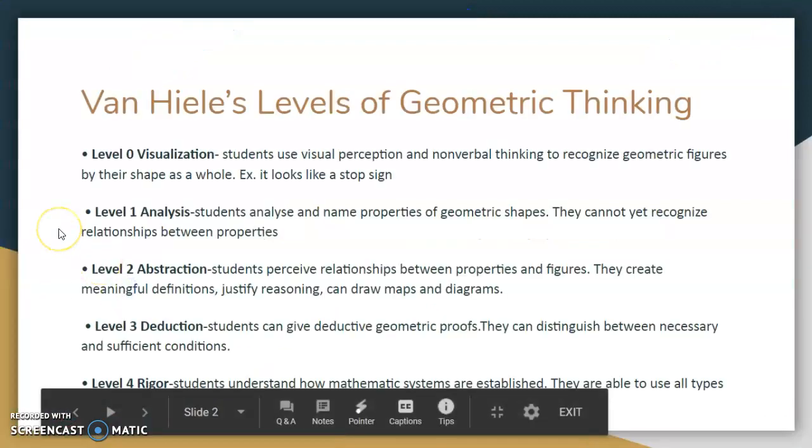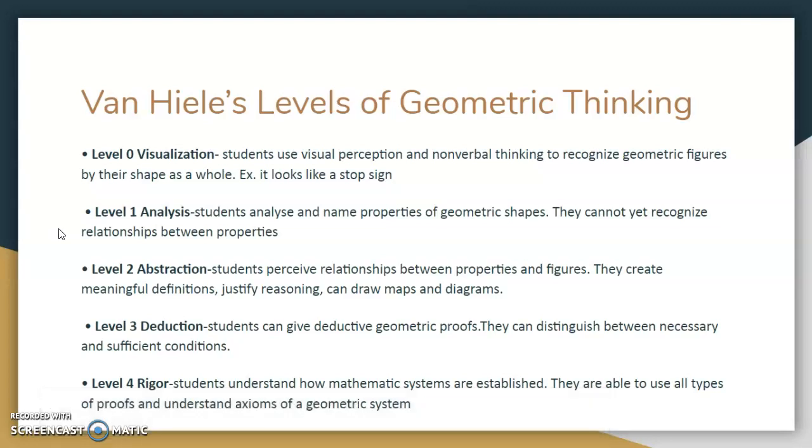The first thing we are going to talk about this week is the Van Hiele levels of geometric thinking from our reading. There are 5 levels of his geometric thinking. The first one is level 0, visualization. Students use visual perception and nonverbal thinking to recognize geometric figures by their shape as a whole.